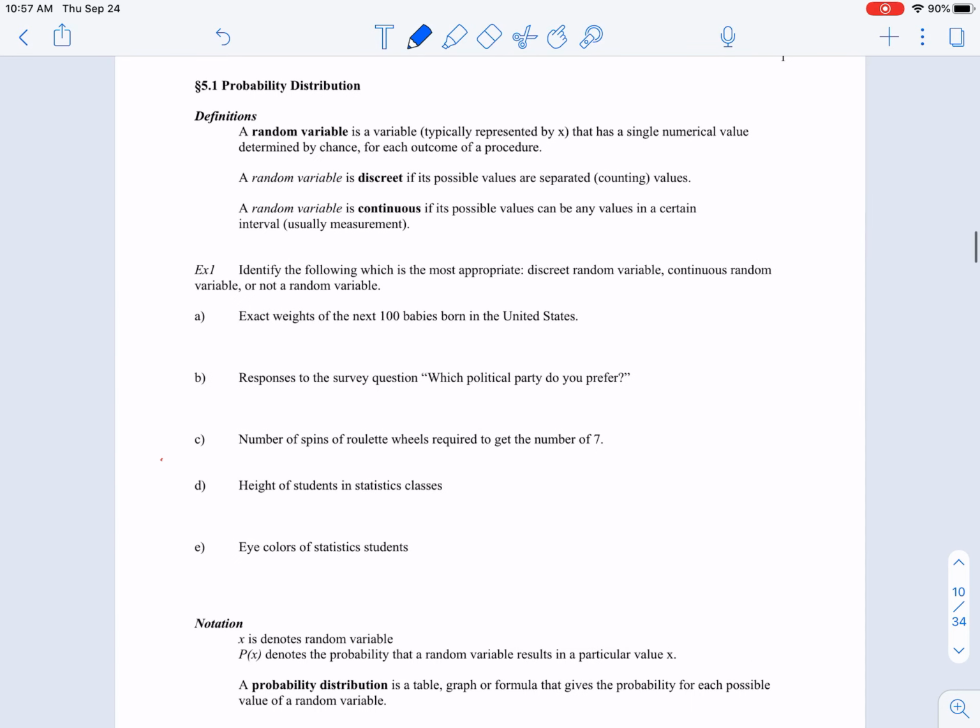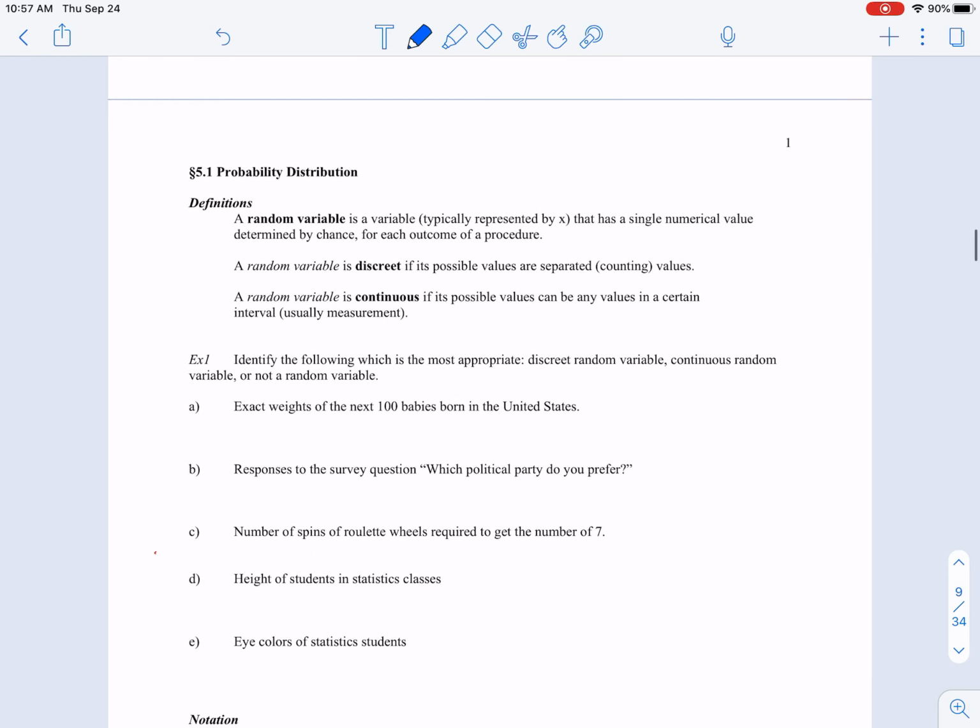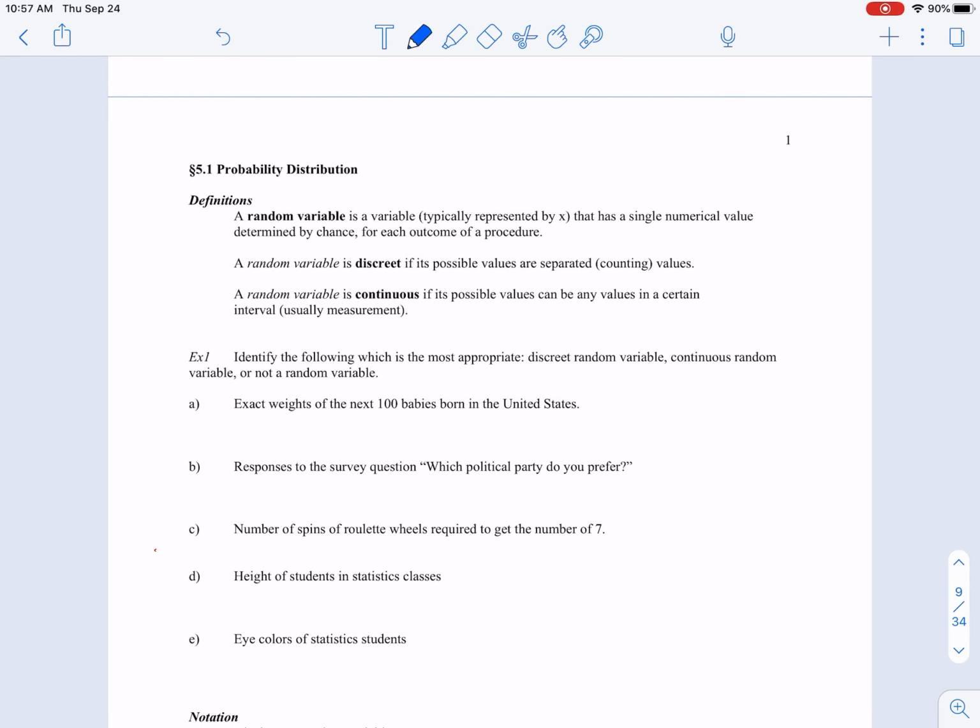All right, so in this video here, we will be discussing probability distribution. Starting chapter 5. In the previous chapter, when we first introduced probability theory, what is probability? How do we calculate the chance of certain event occur for a given procedure? And we discussed several basic rules.